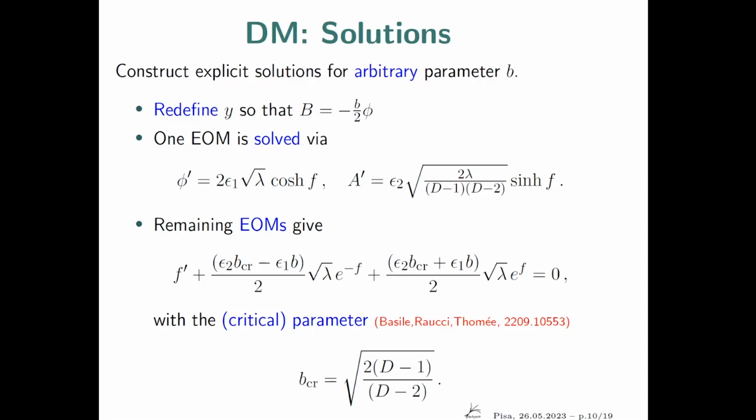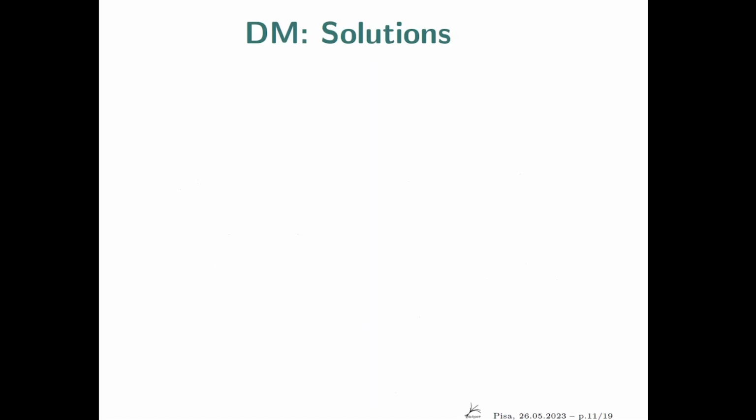Epsilon 1 and epsilon 2 are just sign factors that you are allowing to solve this quadratic equation. Okay, so there seems to be some critical behavior. There's a critical value that we are seeing here, and also in this paper by Ivano and friends.